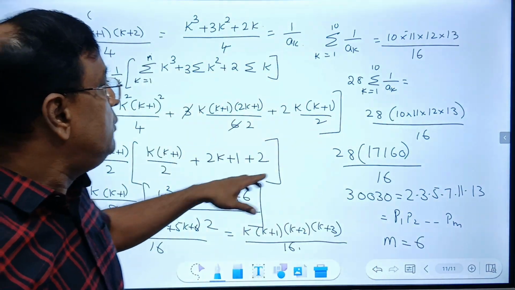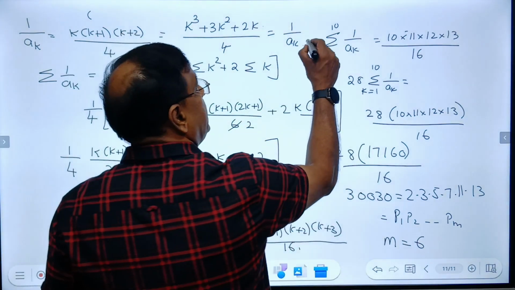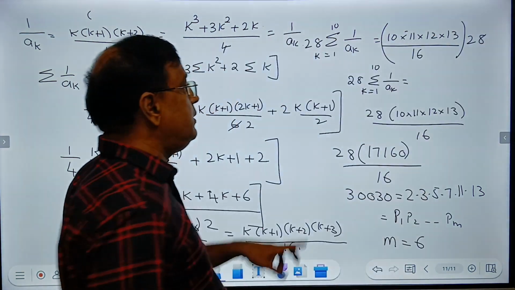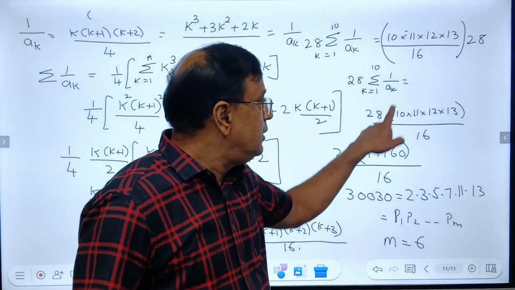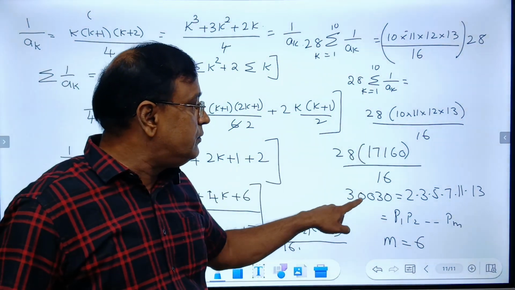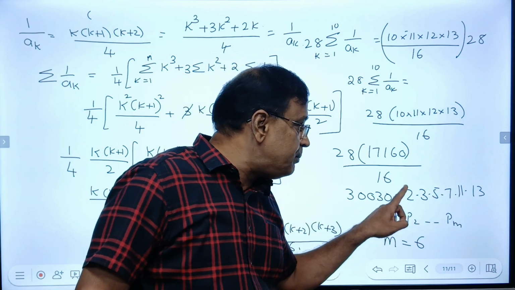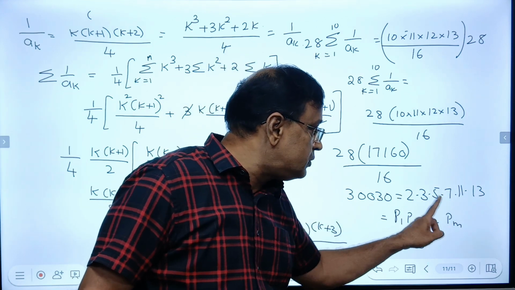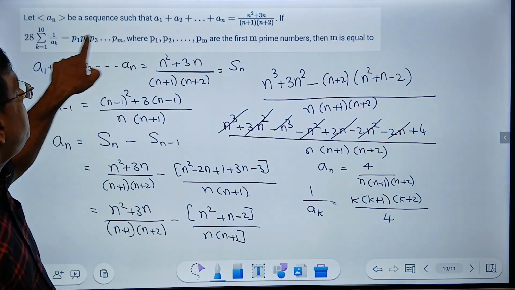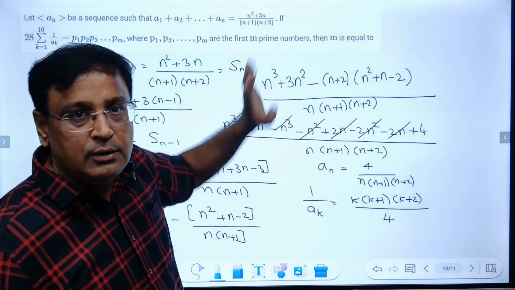So again, I'll just tell you this part, I just skipped it here. If I multiply both sides by 28, I get 28 into this. If you calculate this, I'm getting this. So if you simplify, you get 30030, which on prime factorization gives you this. How many primes are multiplied? 1, 2, 3, 4, 5, 6. That is exactly what is asked. It is P1, P2, P3 up to Pm. He wants to know how many primes are there. So we have found it.